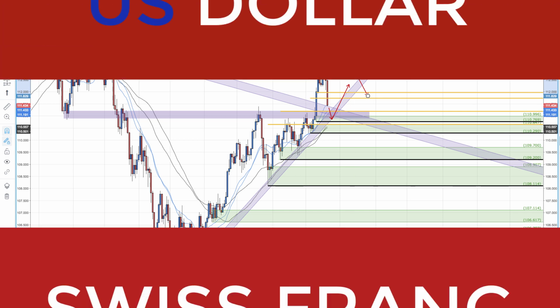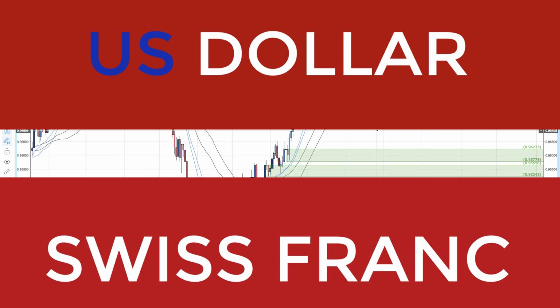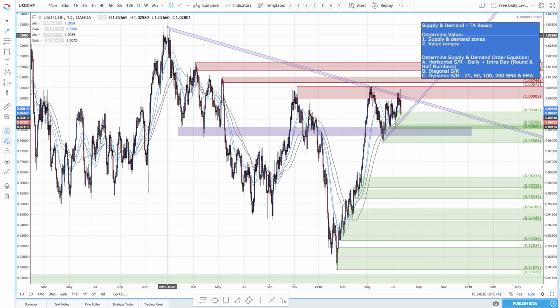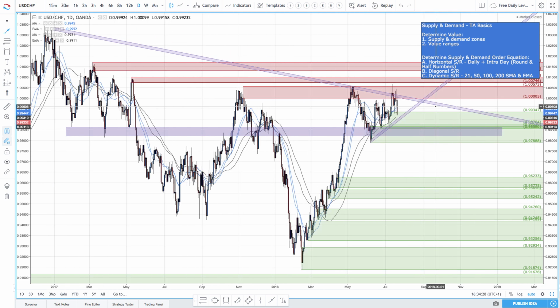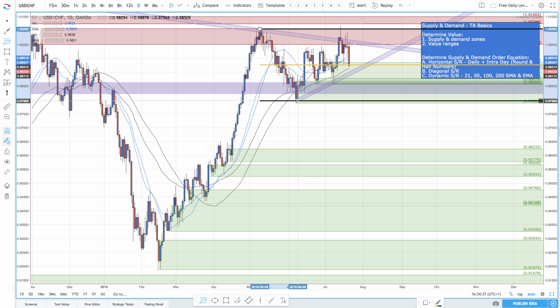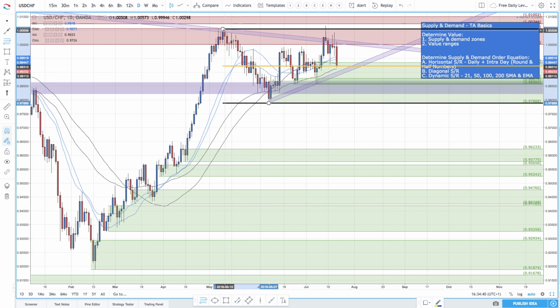So moving on to the dollar Swiss. Again, I've done another example for you. Long term, diagonal resistance. Actually, matter of fact, let's go through the process again. So determining supply and demand value ranges. I know that I can see a range between here and here. So price is really contained between this high and this low, and you can see that prices attempted to spike through, couldn't, and we've pretty much gone through something like this, right?